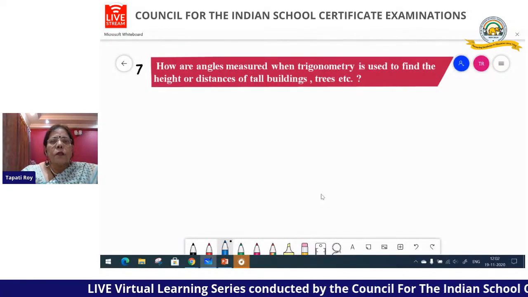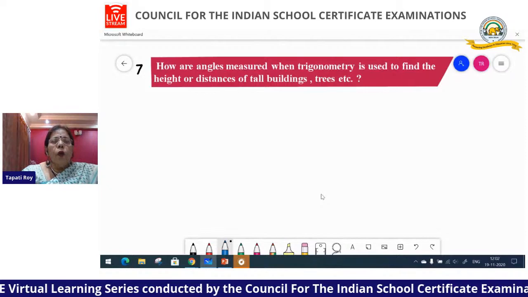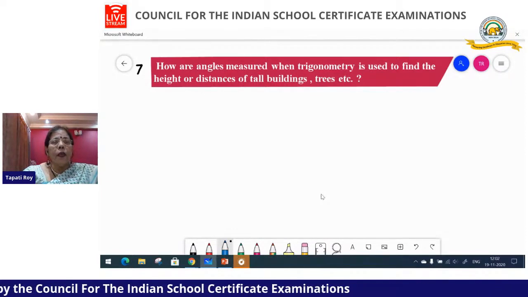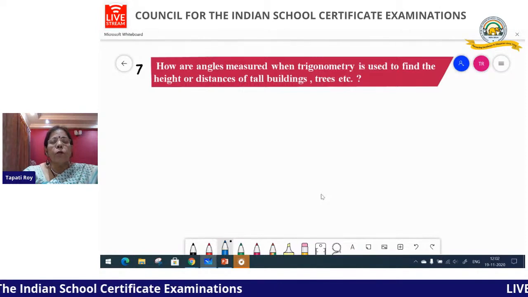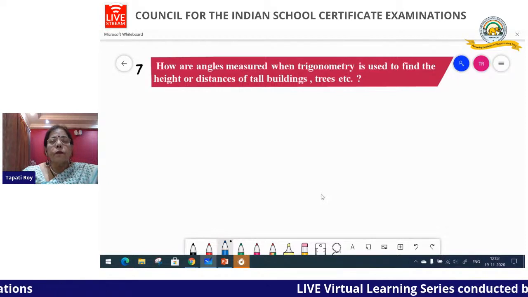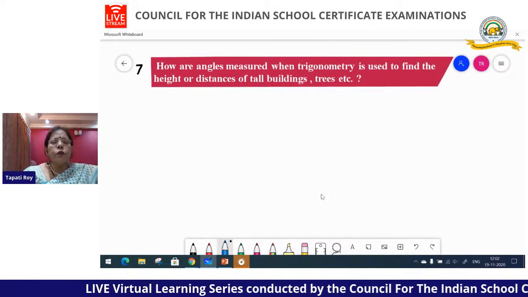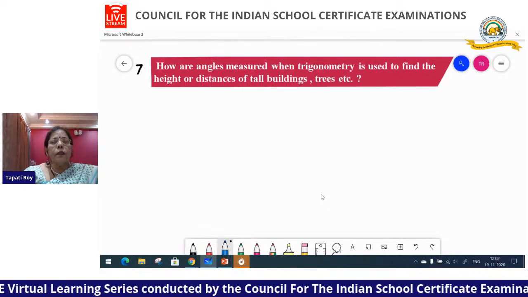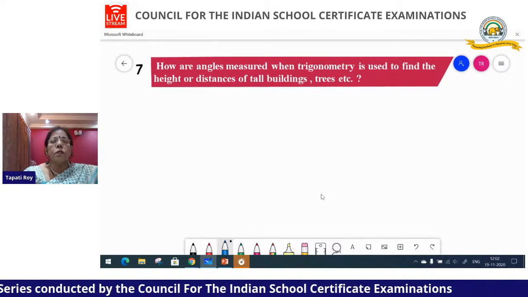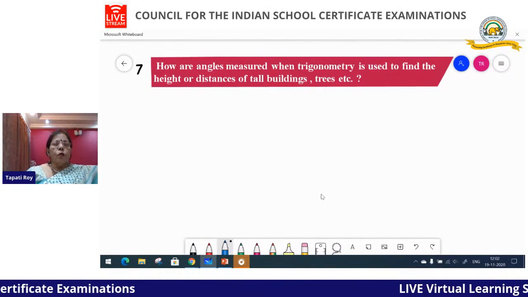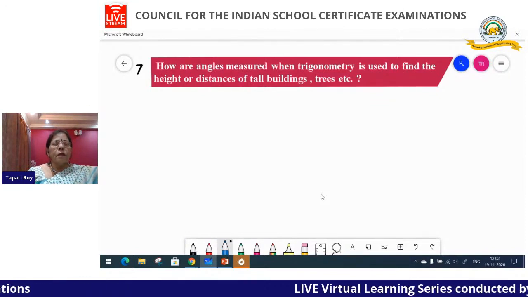So this is our last question. How are angles measured when trigonometry is used to find the height or distances of tall buildings, trees, etc.? Yes, we use an instrument. There are many instruments used. The instrument that we use is the clinometer. And in my next session tomorrow, I'm going to discuss what a clinometer is and how it is used. So I hope all the answers are clear.